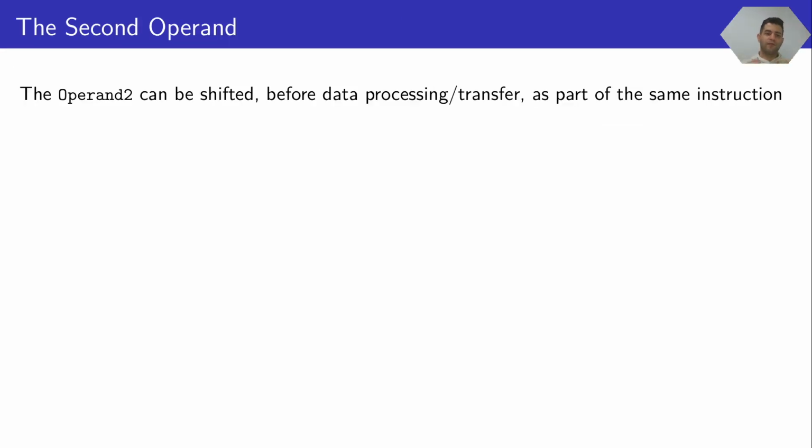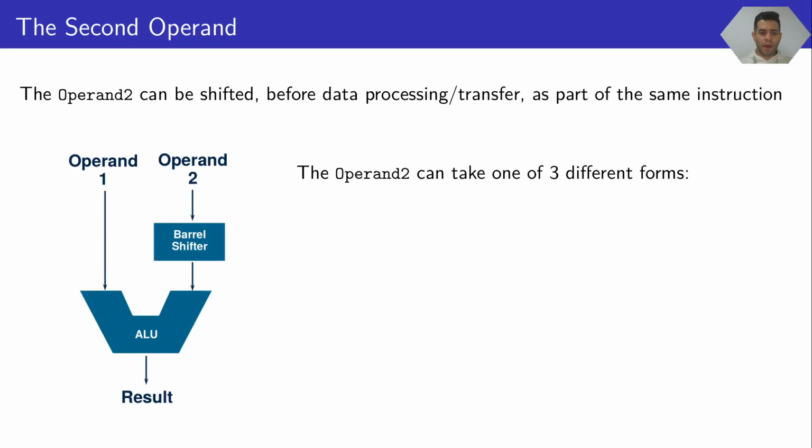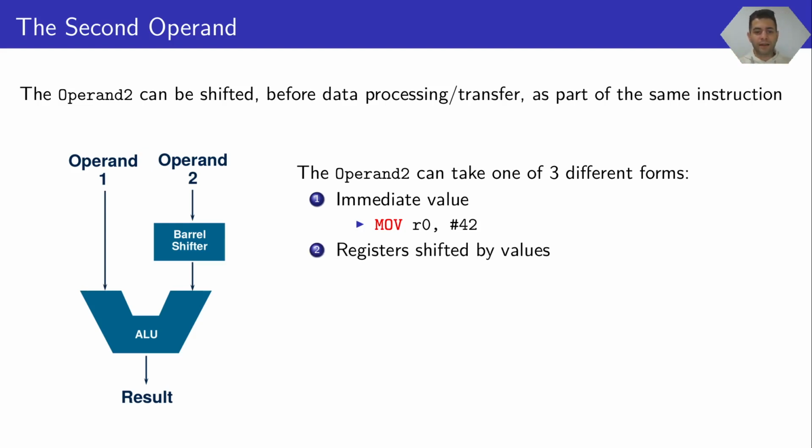Okay, as we have just seen, operand 2 can be shifted before data processing as part of the same instruction. We have seen one of its 3 forms when we are taking an immediate value. For example, we are moving the value 42 into R0, and then we are going to see how registers can be shifted by values. So we are taking the value in R2, logically shifting it by 1 bit, and then writing back the result in R2.